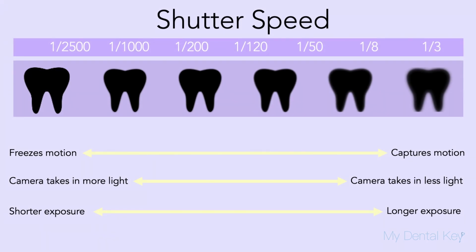The shutter speed controls the amount of light by the length of time. A fast shutter speed creates a shorter exposure, the amount of light the camera takes in, and a slow shutter speed gives the photographer a longer exposure. For example, 1/200 is a fast shutter speed, whereas 1/3 is a slow shutter speed.